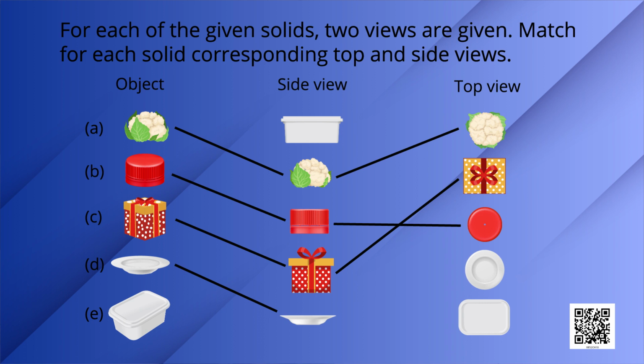And what will be its top view? Don't you think its top view will be like this? Yes. So we match it with the fourth part of the third column. Children, which is the next object? The next object is a plastic container, as you can see. And we match it with the first part in the second column here. And now what will be its top view? Clearly its top view is given here, so we match it with the fifth part of the third column.